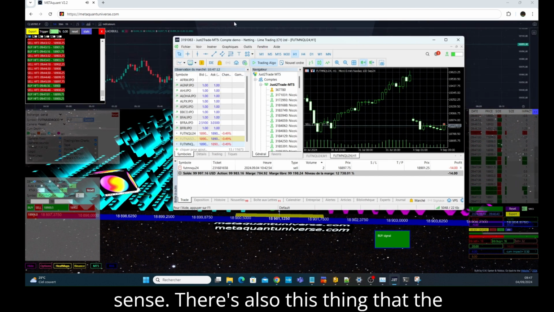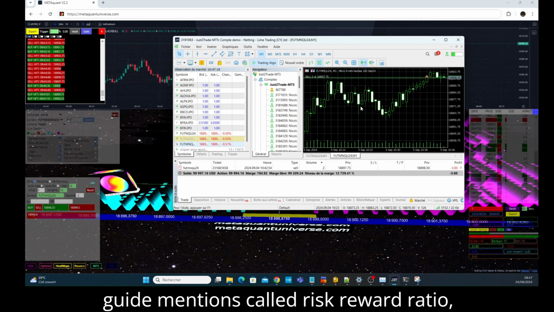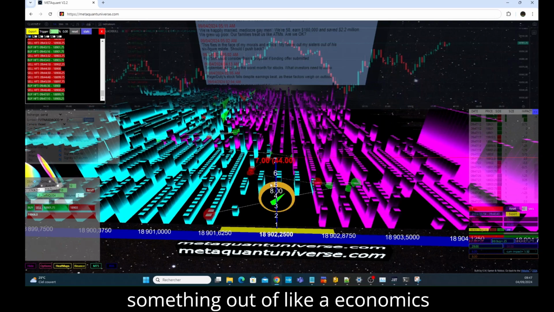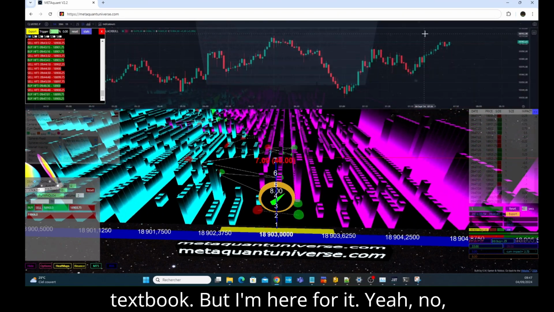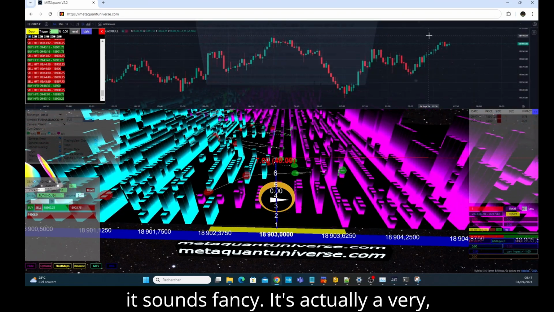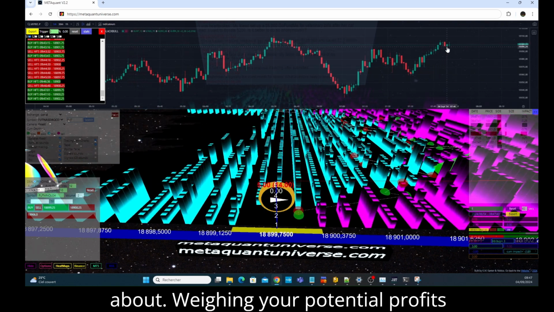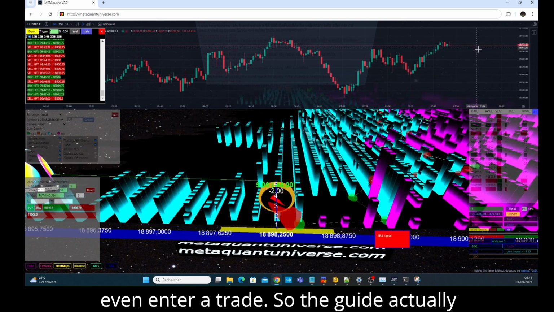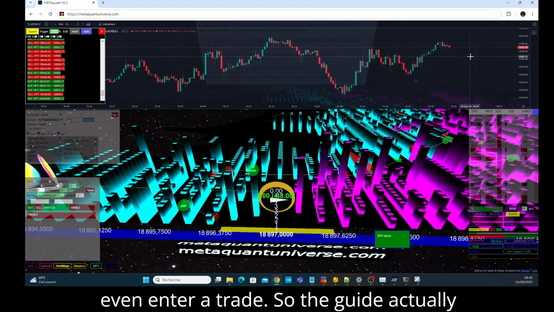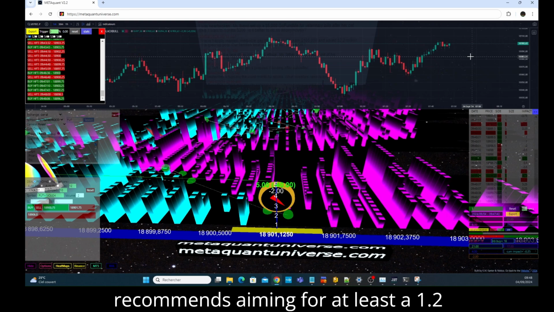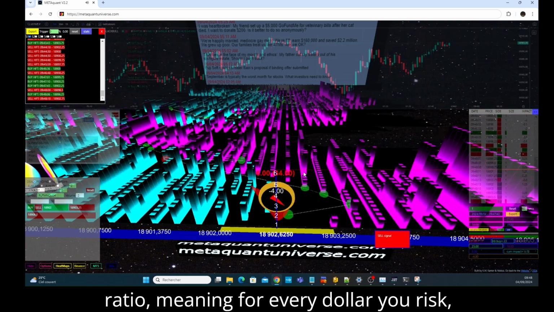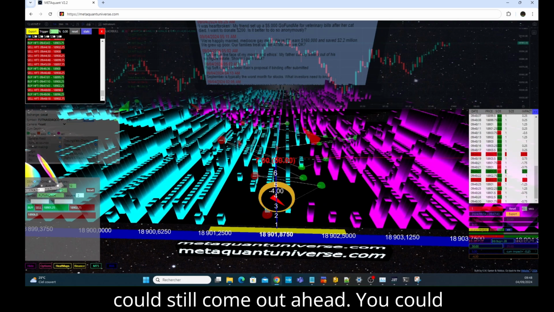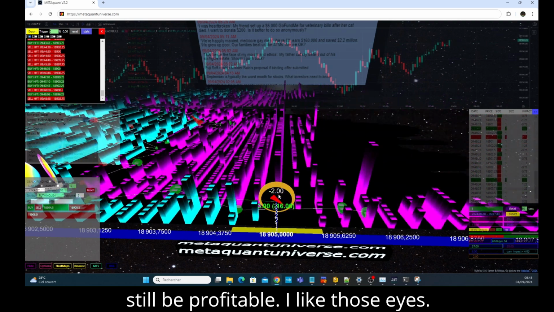There's also this thing that the guide mentions called risk-reward ratio. Right. Which sounds very much like something out of an economics textbook, but I'm here for it. Yeah, it sounds fancy. It's actually a very, very simple concept. It's really all about weighing your potential profits against your potential losses before you even enter a trade. So the guide actually recommends aiming for at least a 1:2 ratio, meaning for every dollar you risk, you're aiming to make 2. So even if you lose on half your trades, you could still come out ahead. You could still be profitable. I like those odds.